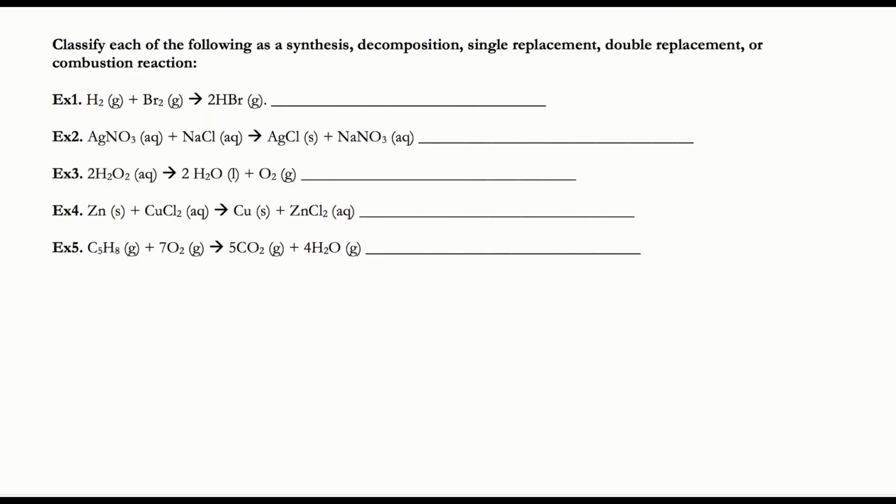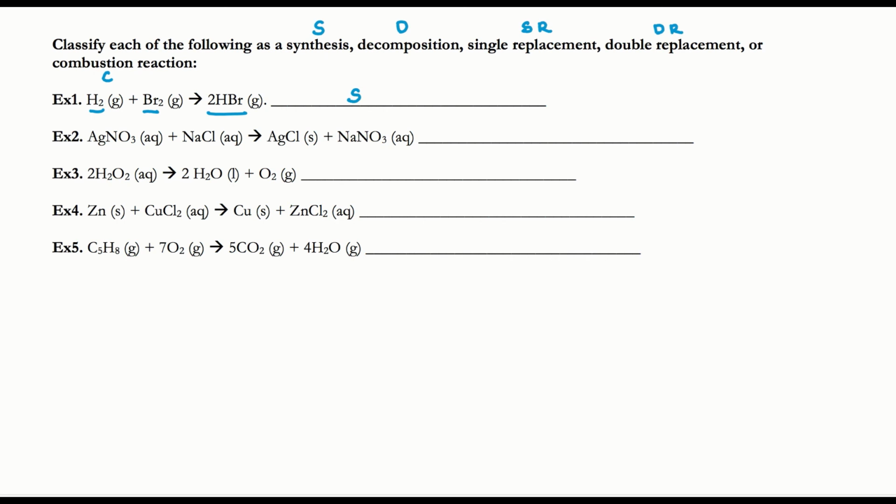So let's work on actually just classifying these. So I'm going to simplify this. I'm going to put synthesis. This is going to be decomposition. This is going to be single replacement, double replacement, just to have a shorthand, and then combustion. All right. So notice, for example 1, I've got hydrogen and bromine reacting together to form one compound. So this is going to be a synthesis reaction.